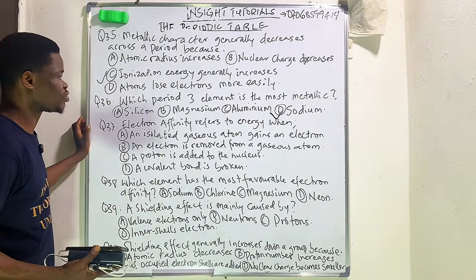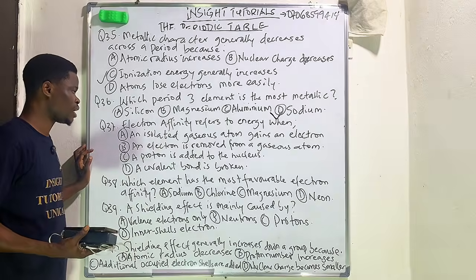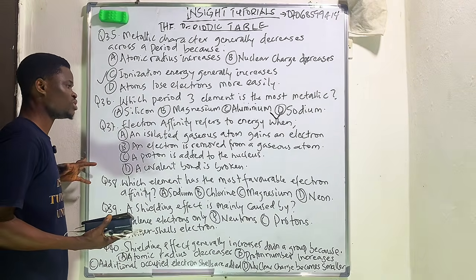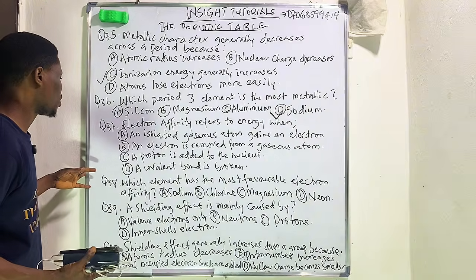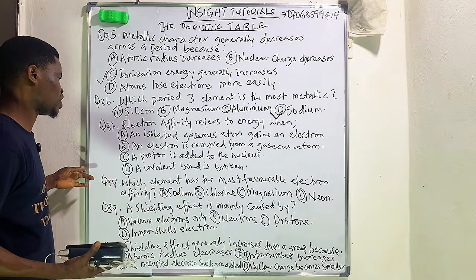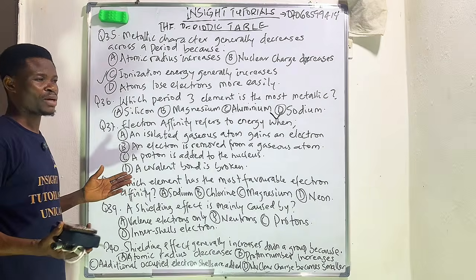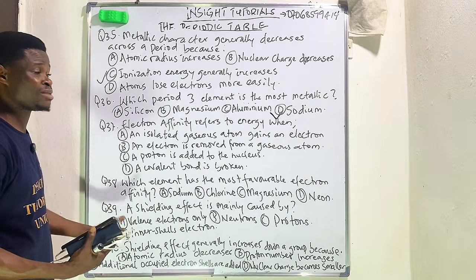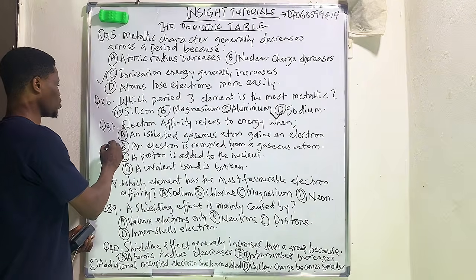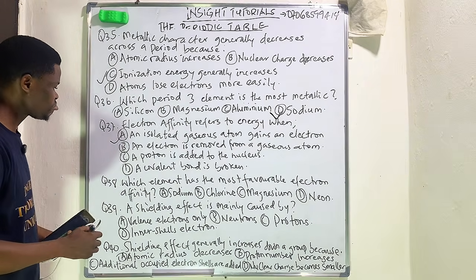Electron affinity refers to energy change when A, an isolated gaseous atom gains an electron. B says an electron is removed from a gaseous atom. C says a proton is added to the nucleus. And D says a covalent bond is broken. We all know in simple terms, when you hear the word electron affinity, it is simply gain of electron. So the correct option is option A.